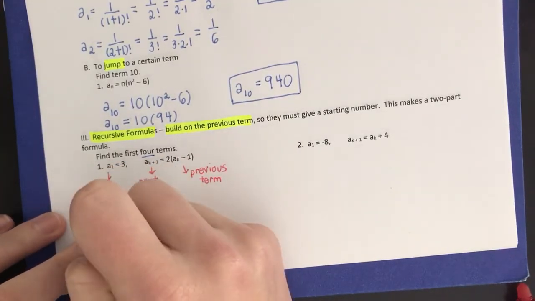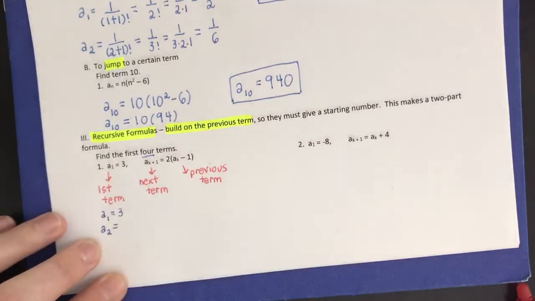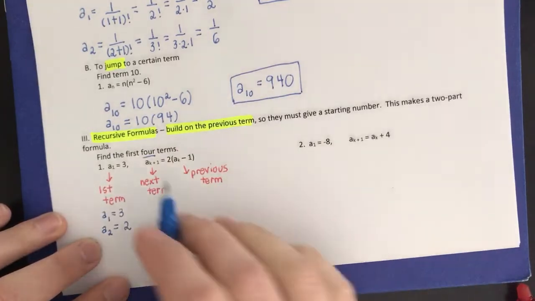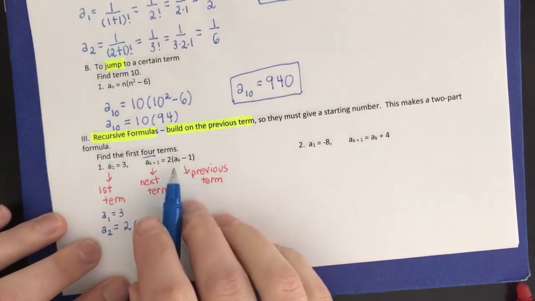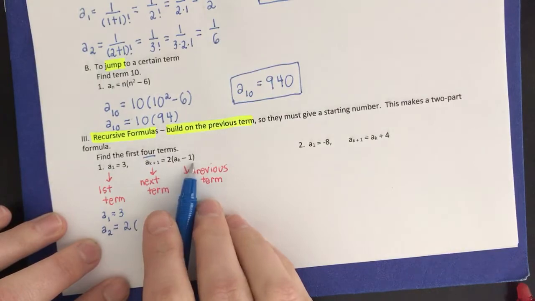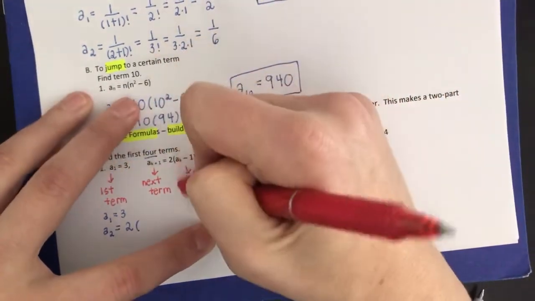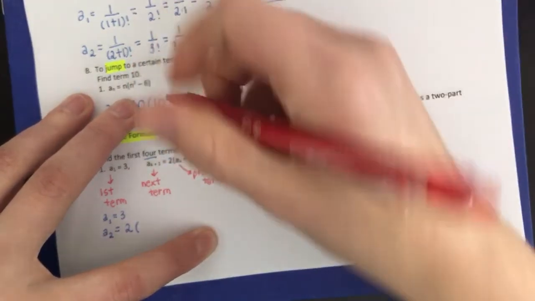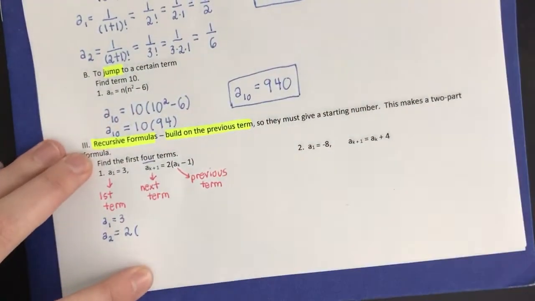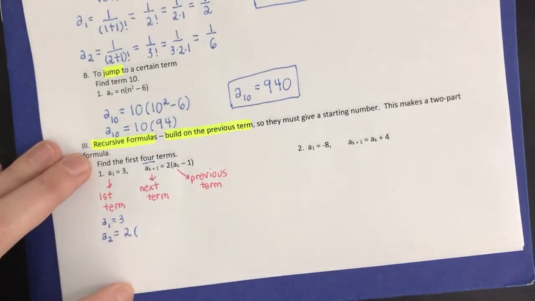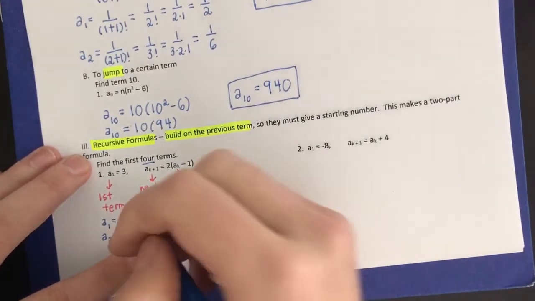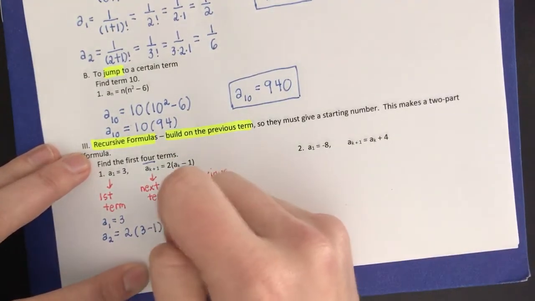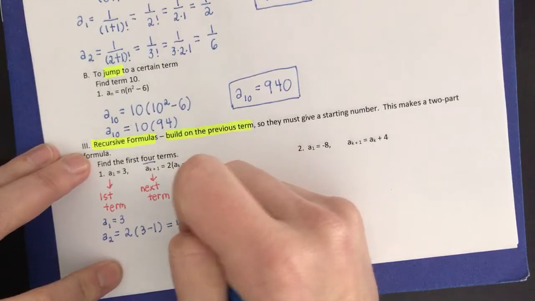It is 3. So a sub 2 is equal to 2 times our previous term minus 1. So this arrow doesn't really look like it's pointing to just this. I just want to make sure it's not the whole thing that you think. It's just the a sub k that is the previous term. So the previous term is 3 minus 1. So this is going to be 2 times 2, which is 4.